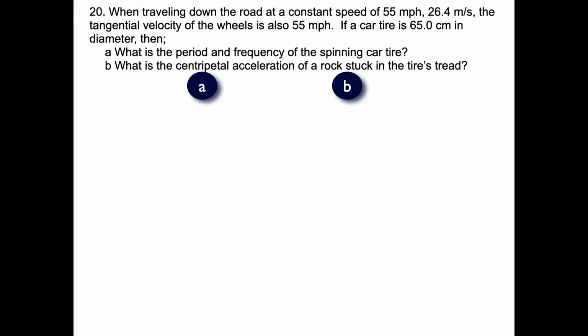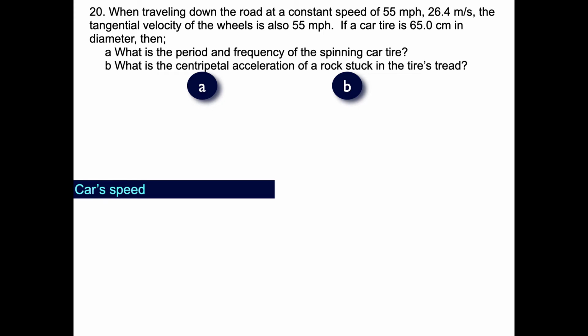Number 20. When traveling down a road at a constant speed of 55 miles per hour, that's 26.4 meters per second, the tangential velocity of the wheels is also 55 miles per hour. If a car tire is 65 centimeters in diameter, then what is the period and frequency of the spinning car tire, and what is the centripetal acceleration of a rock stuck in the tire's tread? So we're going to assume that this is going to be the diameter of the tire where it's stuck.